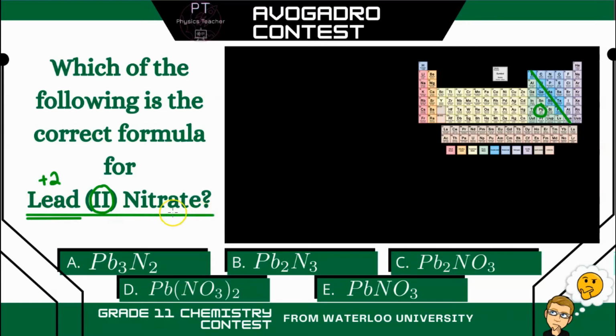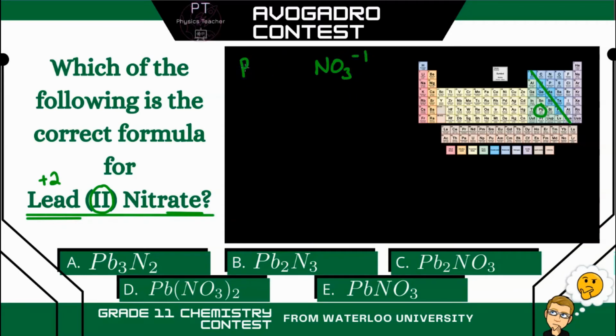Now, the next thing you want to be careful of is the ending of the non-metal. A and B are meant to trip you up, because a lot of students will think this is nitrogen. But if it's simply nitrogen, the ending is changed to -ide, which would be nitride. If it ends with -ate or -ite, that's a polyatomic ion. And you can look those up. Nitrate is the polyatomic ion NO3 and has a charge of -1.